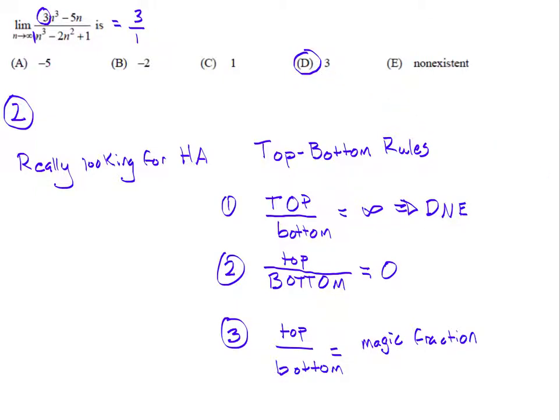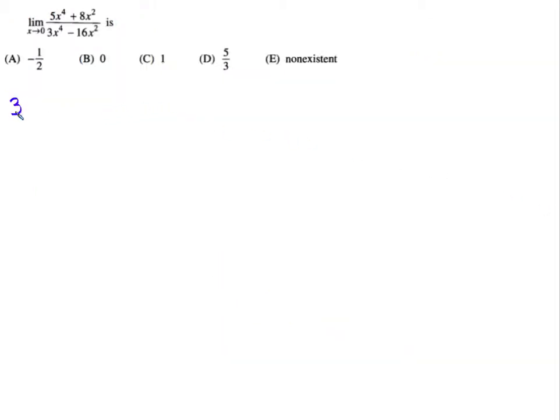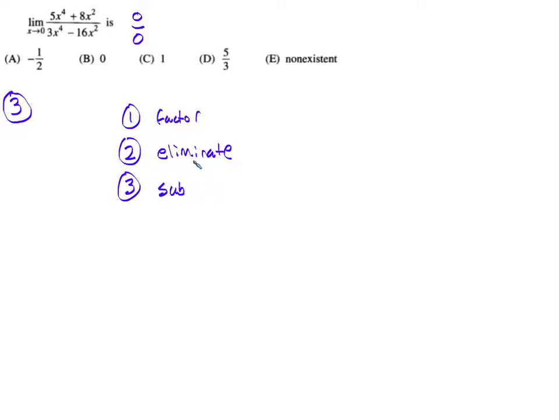Let's move on to problem number 3. So I'll label this problem number 3. All right, limit as x goes to 0. So what happens when we plug it in? The immediate thing you should think, just plug in 0. Plug in 0 and you will get 0 over 0. There are 3 things you always do when you get 0 over 0. What are they? First thing that you do is you factor. Second thing is eliminate. And lastly, you should know this as well, sub it back in.